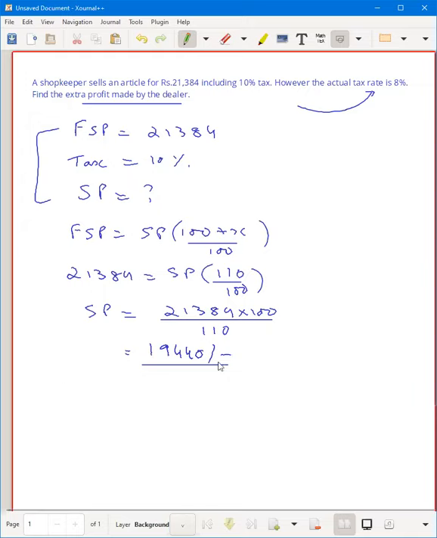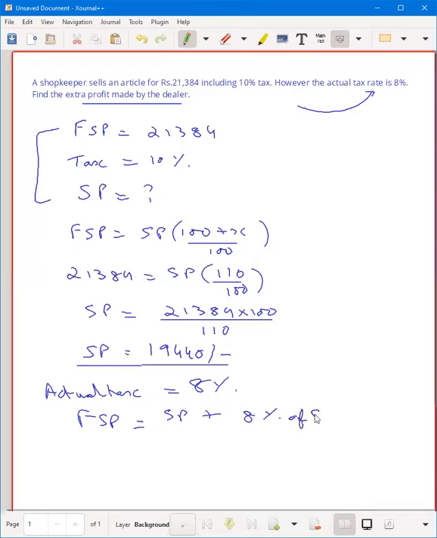Did you reach this answer at least when you were working it out? Yes, sir. Now, this is the actual selling price of the article, excluding the tax of 10%. Now, what is the actual tax rate? 8%. So what will the final selling price become in this case? It will become SP plus 8% of the SP. That is 19440 plus 8 upon 100 into 19440.